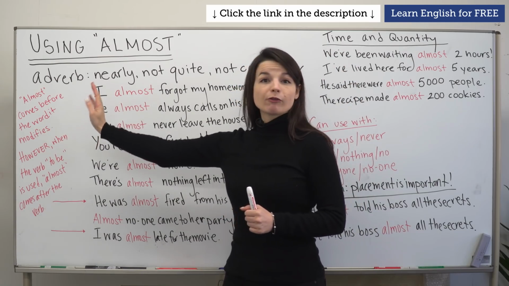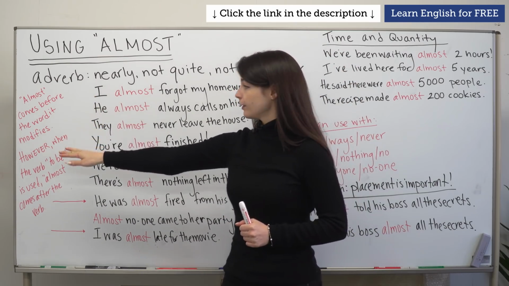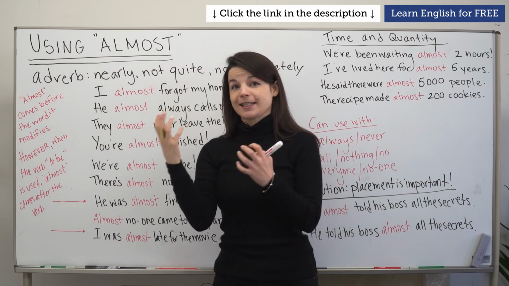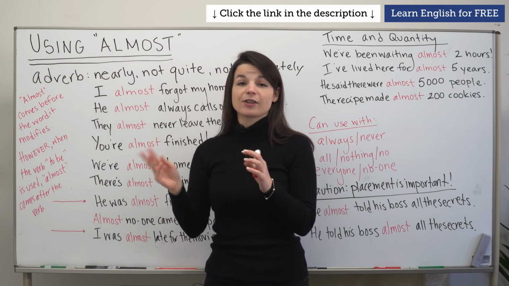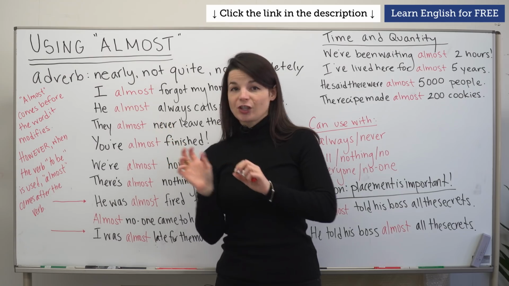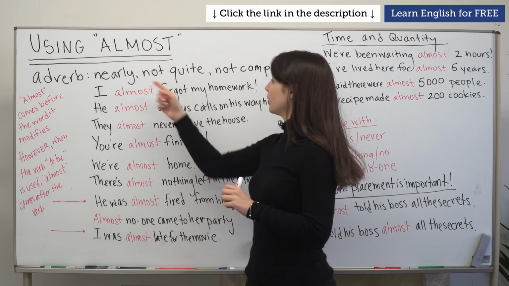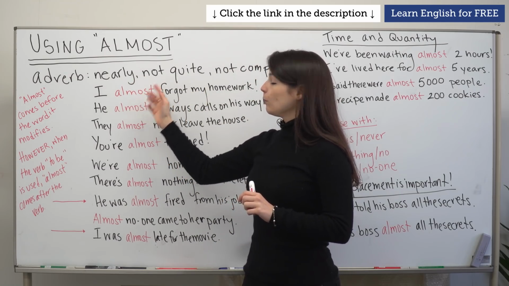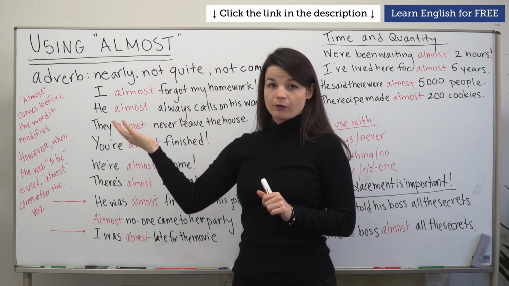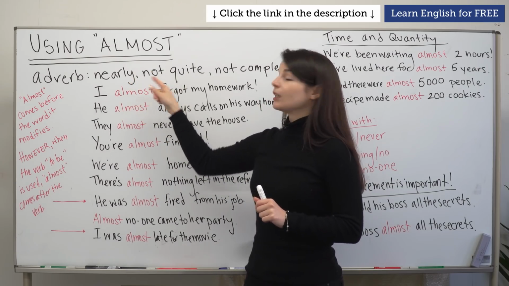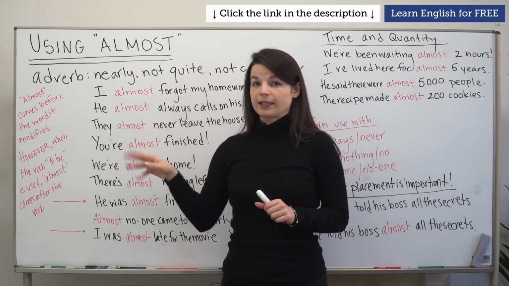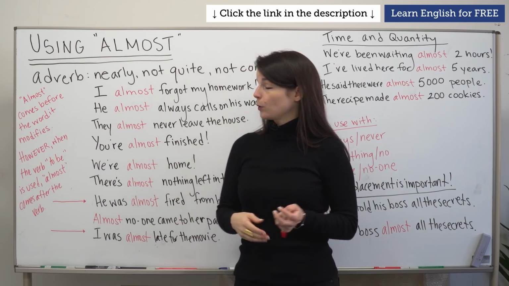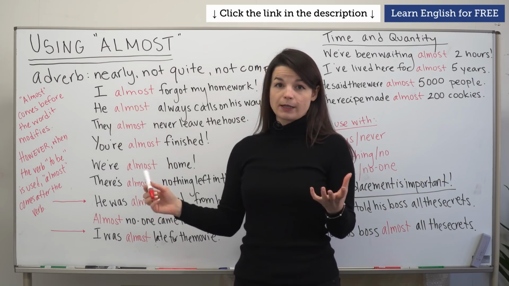Almost comes before the word it modifies. Modifies means almost is attached. You can think of it as being attached to another word, and almost changes the meaning of that word. So using almost before another word or before another phrase adds this meaning of nearly or not quite or not completely to that word or to that phrase. So let's begin with that and look at a few examples.